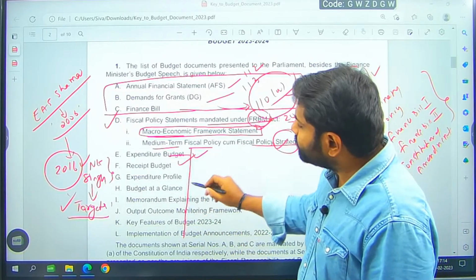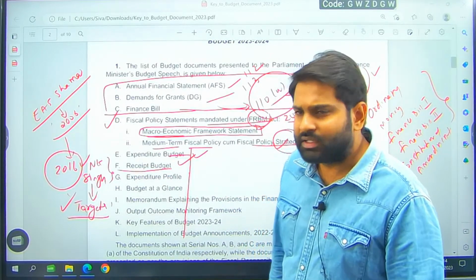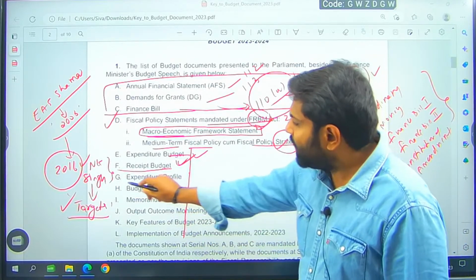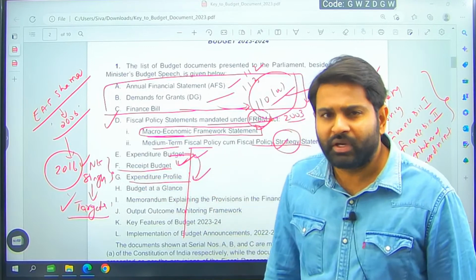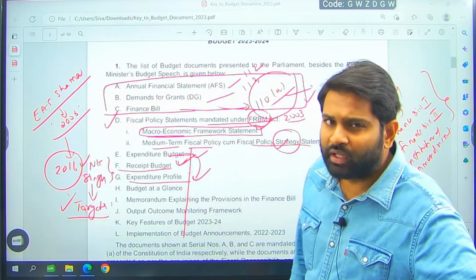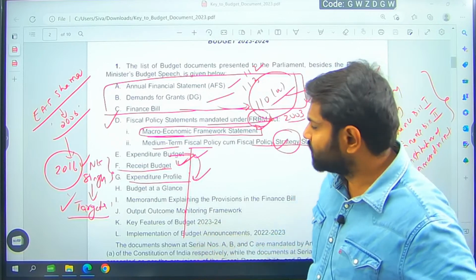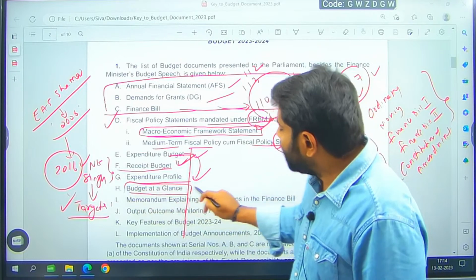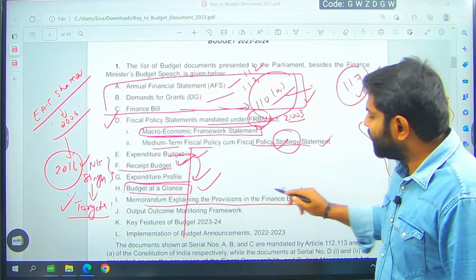Receipt budget, only the receipt side, either revenue receipts or capital receipts; we will try to get the explanation from here. And expenditure profile, which is more important. In expenditure also we spend most of the money on social security, so we will try to see what the profile of your expenditure is. And Budget at a Glance, for a common man to understand. Memorandum explaining the provisions in the Finance Bill.